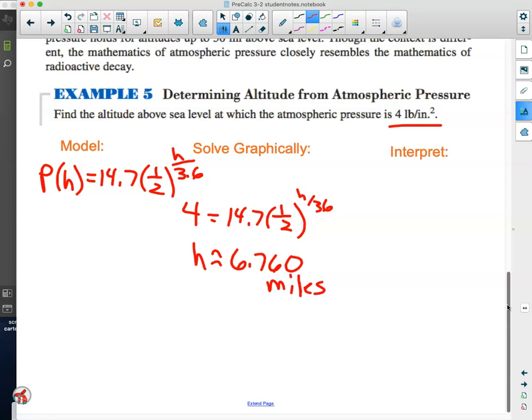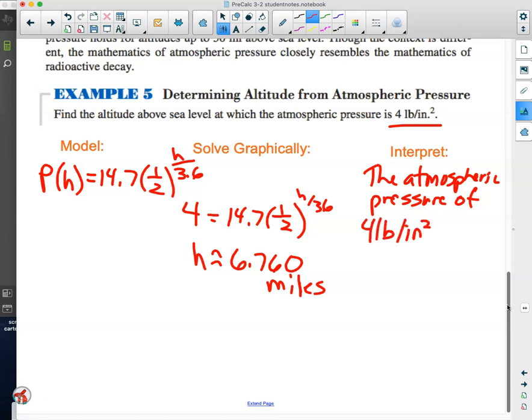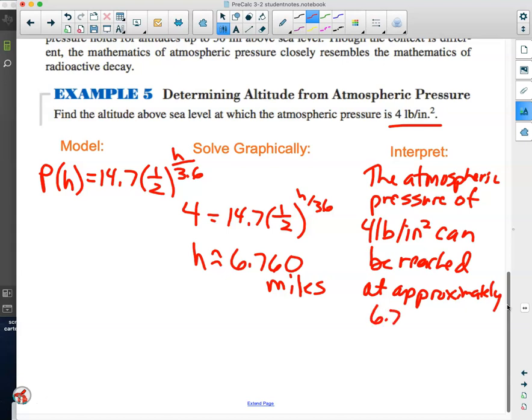So our interpretation: the atmospheric pressure of 4 pounds per square inch can be reached at approximately 6.760 miles, and then we want to make sure that we're putting above sea level because that was part of the problem up there, above sea level.